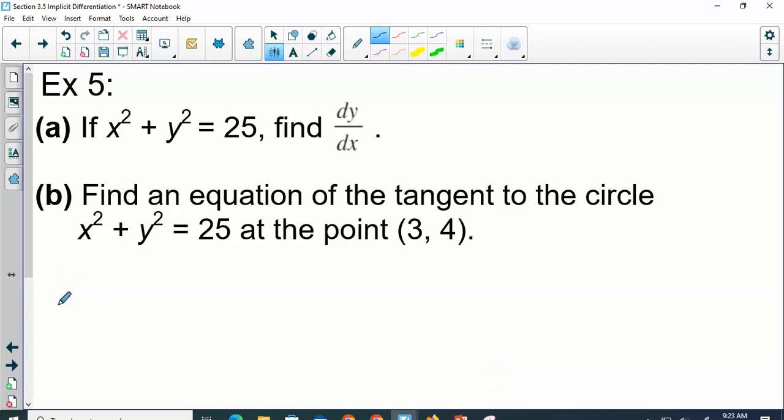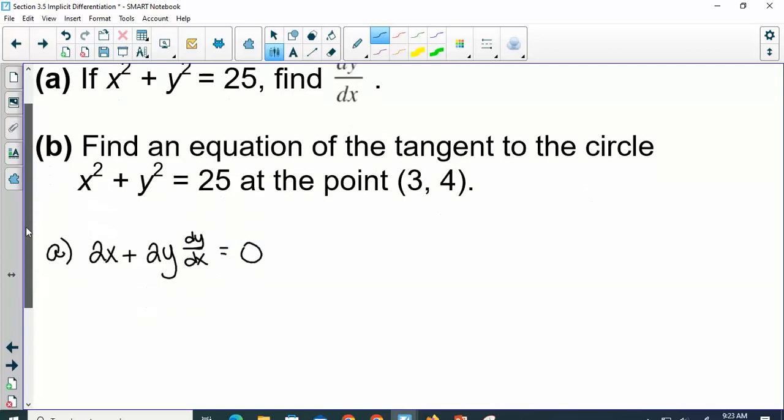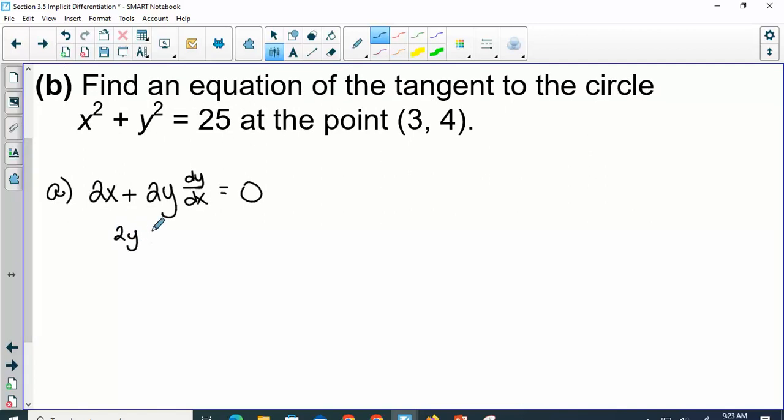So if we wanted to jump right in with the derivative, derivative of x squared would be 2x. Derivative of y squared would be 2y, but it's like the chain rule, so times the derivative of y, which is dy dx, equals, what's the derivative of 25? 0, because it's a constant. So subtract over 2x, divide by 2y. So dy dx is negative x over y.